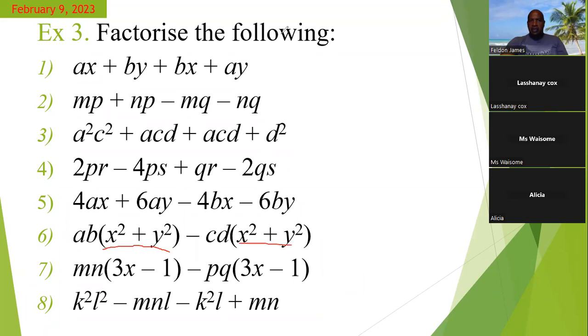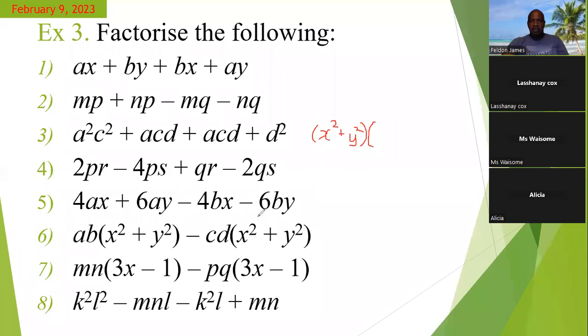Just realize because the brackets are exactly the same, we can carry on from there, treating these brackets as our common factor. We would pick out the bracketed expression here, which is x squared plus y squared, as our common factor. And now we open the other brackets.